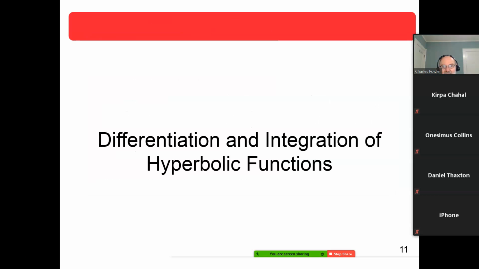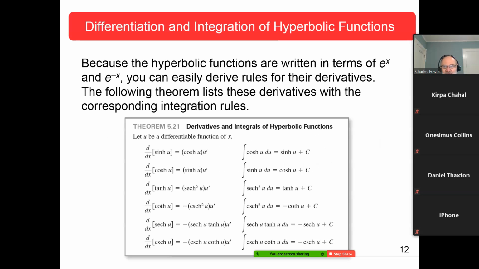Okay. Now, how about differentiating and integrating hyperbolic functions? Okay, here are the rules, again, if you need them. Because the hyperbolic functions are written in terms of e to the x, e to the minus x, you can easily derive these rules for derivatives. So why do it? Just use e to the x, e to the minus x, and stay with it and not make up something like this. But the derivative of hyperbolic sine is hyperbolic cosine.